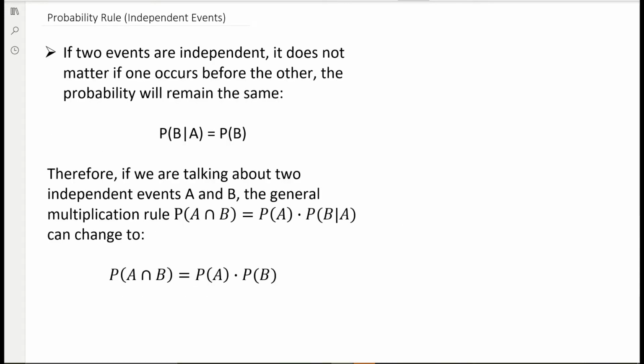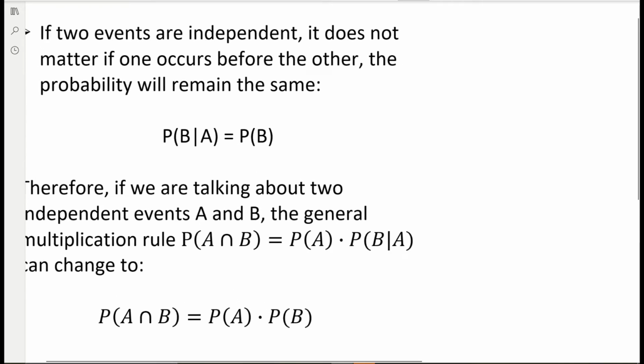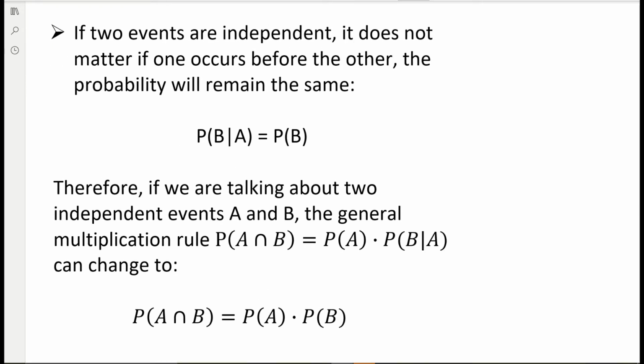All right, so let's talk about the general multiplication rule, specifically for independent events. So if two events are independent, it does not matter which one occurs before the other. So the probability will remain the same regardless of whether, for example, event A happens before event B. So if we're talking about this probability here, the probability that B happens given A, well, in this case, it's going to be the same as the probability of B happening. It doesn't matter if A happens or not, it's not gonna affect the probability for B.